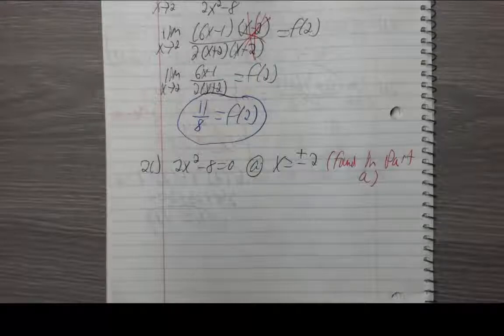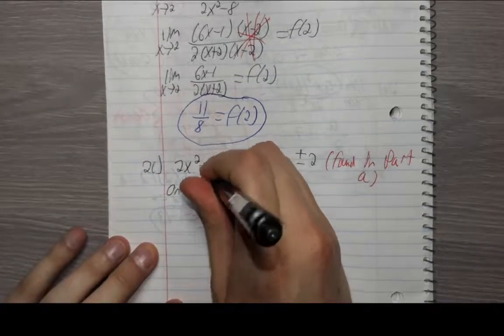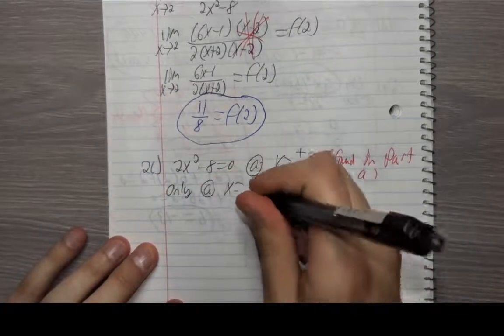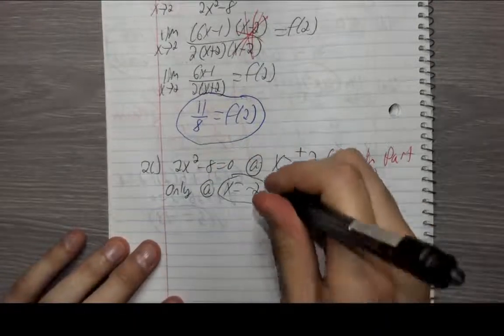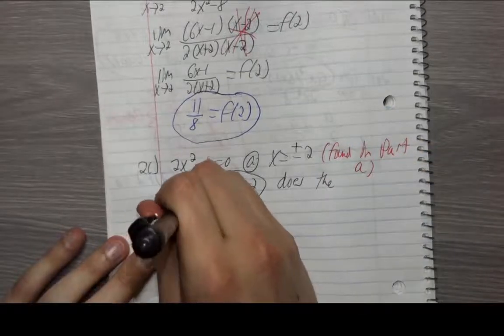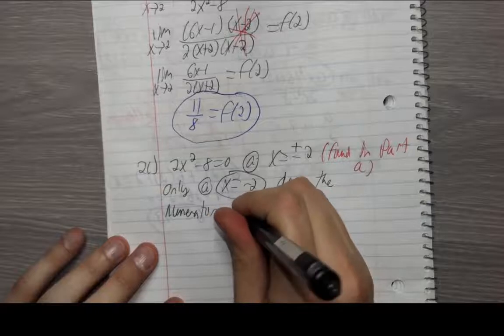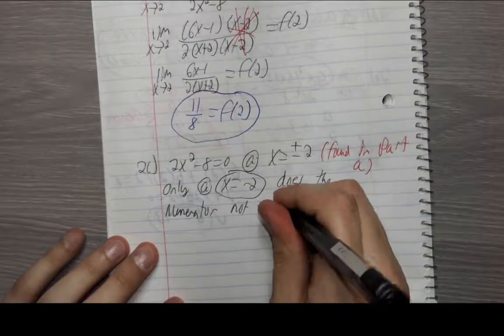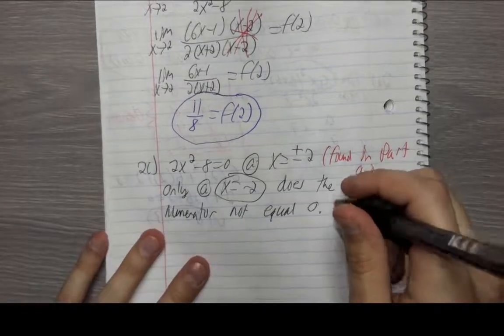So my answer then becomes this: only at x equals -2, so I'm going to circle that because that's my answer. Does the numerator not equal 0? So there's a vertical asymptote there.